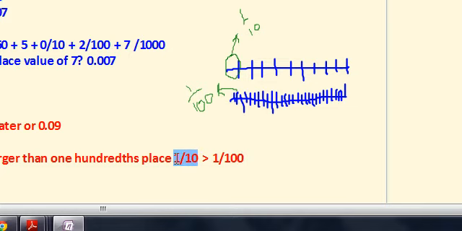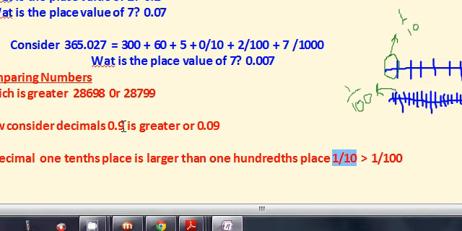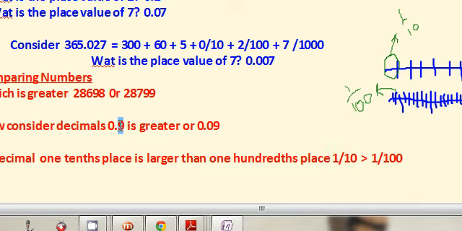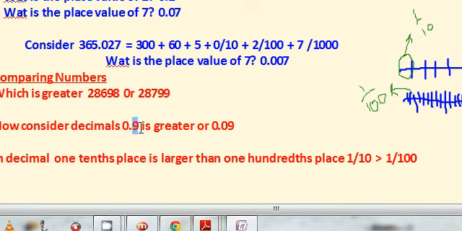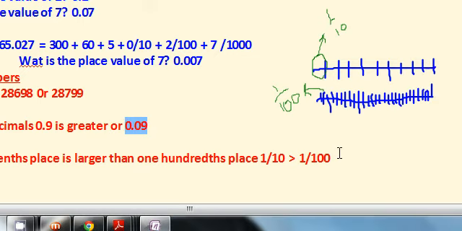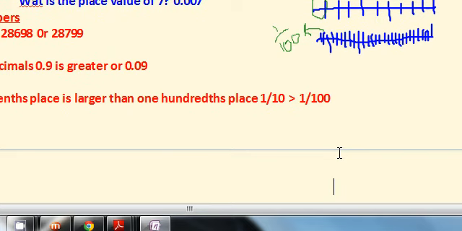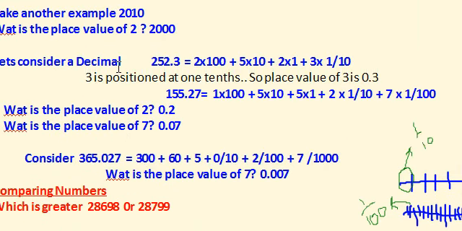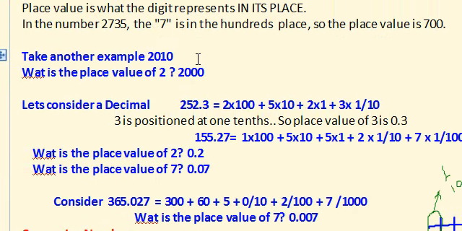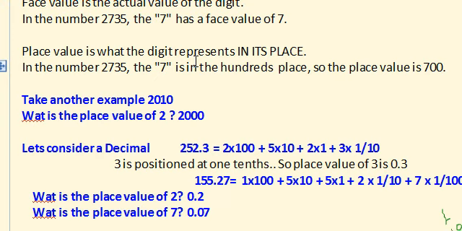So 1/10th place is greater, so in this type of comparison, the digit at 1/10th place, if it is greater, then I can say that this whole number is greater. So at 1/10th place 9 is there, at 1/10th place 0 is there, so obviously 9 is greater than 0, so this whole number 0.9 is greater than 0.09. Okay, so just now we saw about the place value, the face value, and comparison of decimals.